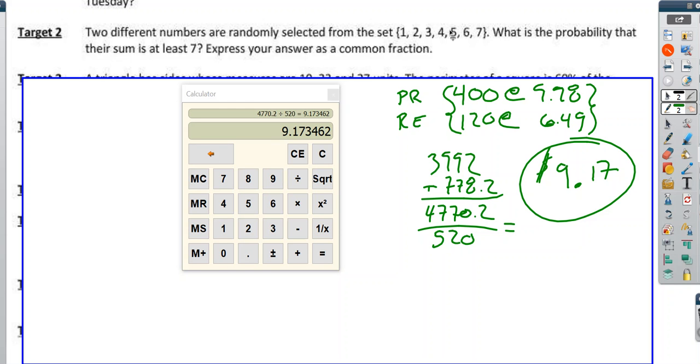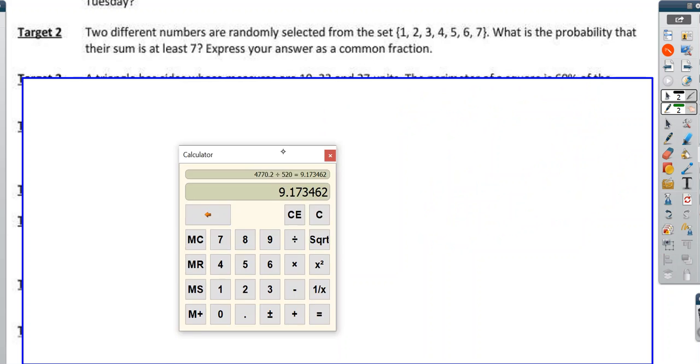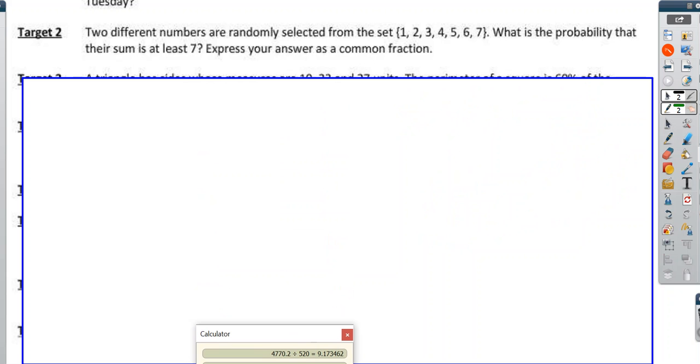So the first thing I need to figure out is how many different possibilities are there? I'm adding two numbers together. How many different options do I have for that first number? Well, I have 7 numbers, so there's 7 options. How many options do I have for the second number? I only have 6 because one of the numbers has already been taken out. So 7 times 6 is 42, so I have 42 total options. Now, how many of those have a sum that is 7 or greater?